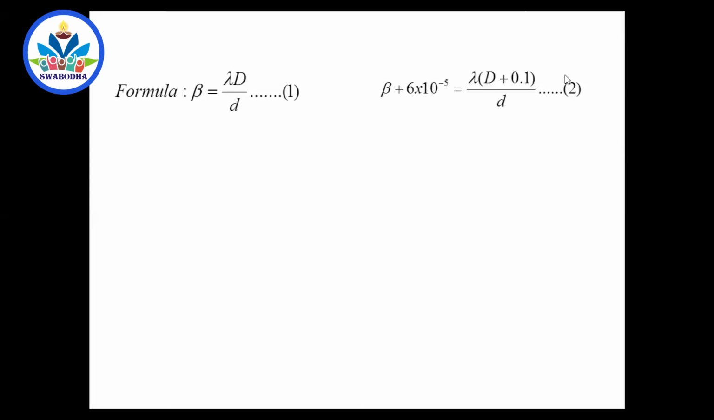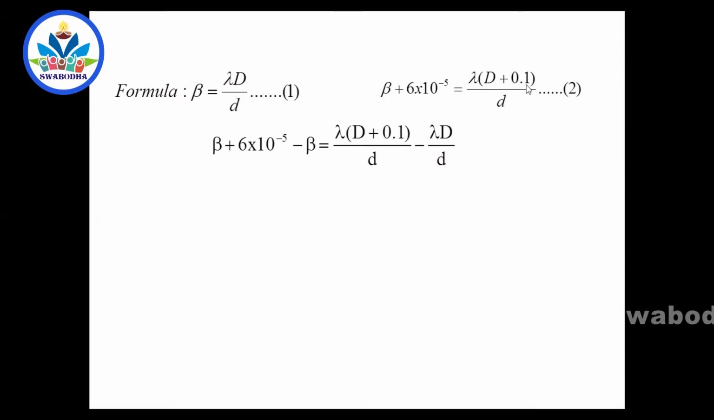Beta plus 6 into 10 to the minus 5 here, and D plus 0.1. Everything else is common here. Beta equal to lambda D by d. So this minus this, what will you get? Beta plus 6 into 10 to the minus 5 minus beta. And when you subtract these two, I will write it: lambda into D plus 0.1 by d minus lambda D by d, right? So left hand side minus left hand side, right hand side minus right hand side.